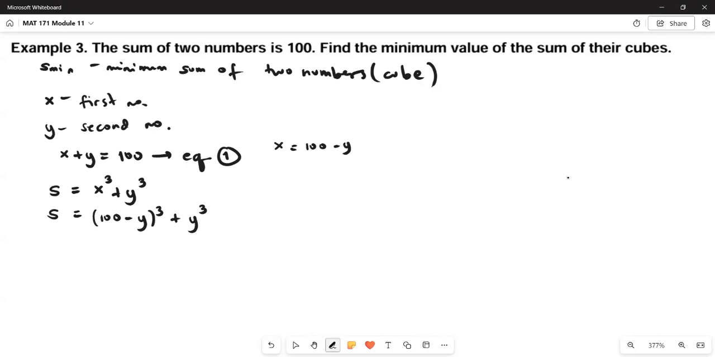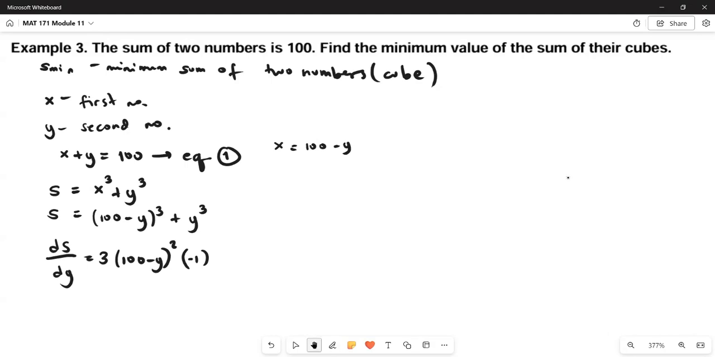So, since meron ka ng ganyang equation, we could just proceed to differentiation. So, derivative of S in terms of y, kasi y na lang yung terms natin, is equal to, so, general power rule. So, 3, tapos 100 minus y. 3 minus 1 is 2. Huwag kalimutan yung derivative sa loob. Meron kang negative 1. Bakit negative 1? Derivative of y, derivative of negative y in terms of y is negative 1.